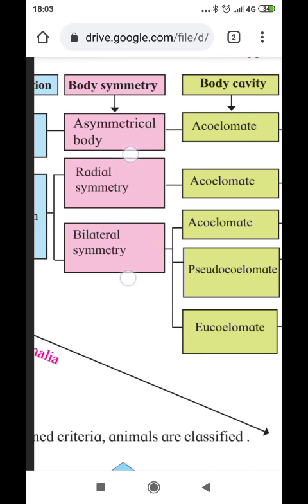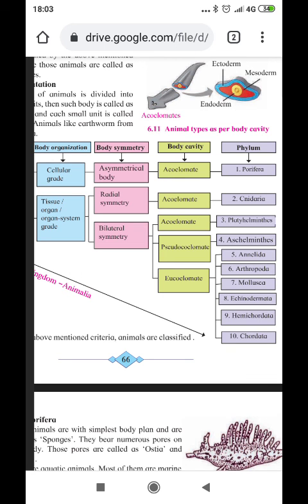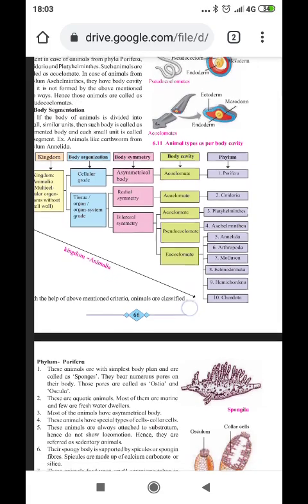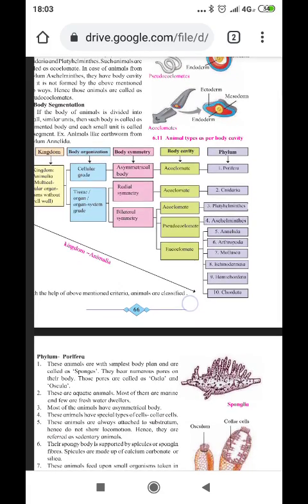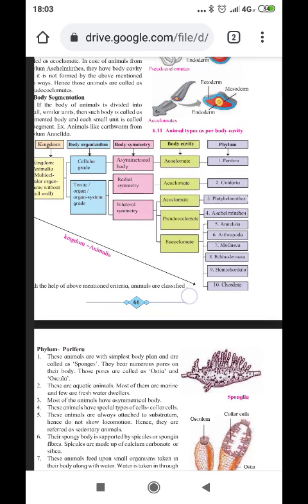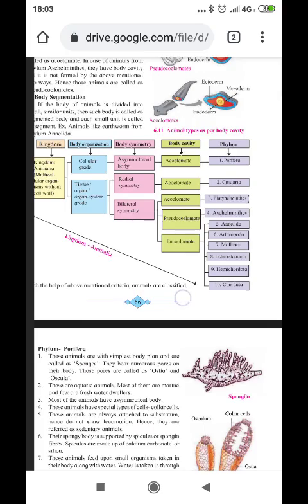Further, on the basis of phylum, here 10 phyla are there. First phylum Porifera, second Cnidaria, third Platyhelminthes, fourth Aschelminthes, fifth Annelida, sixth Arthropoda, seventh Mollusca, eighth Echinodermata, ninth Hemichordata, and tenth Chordata.